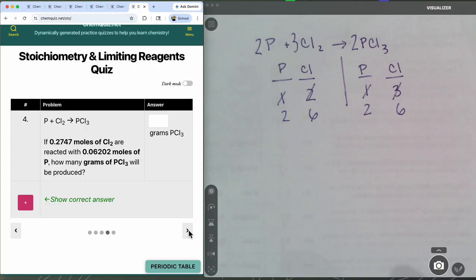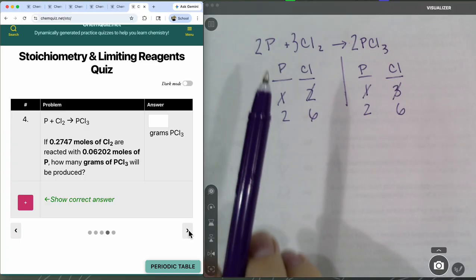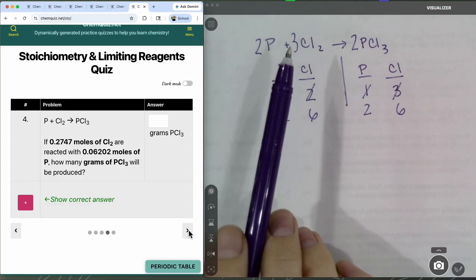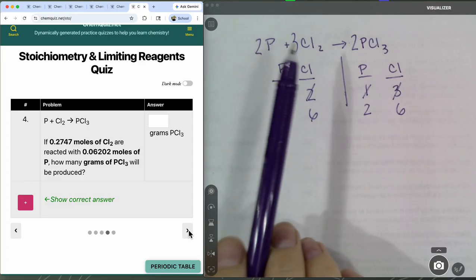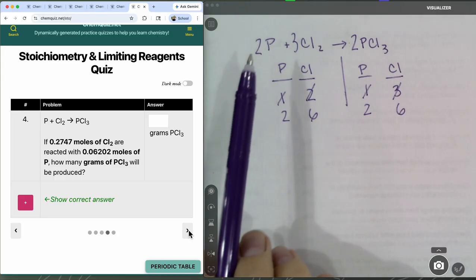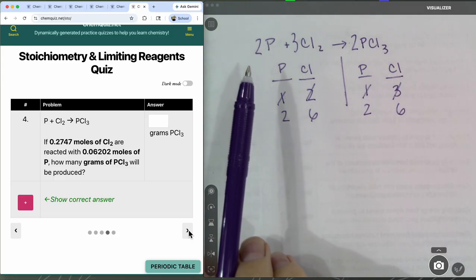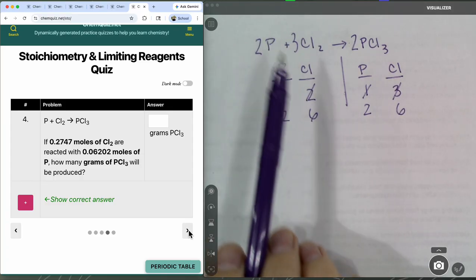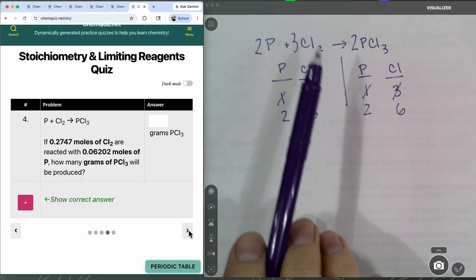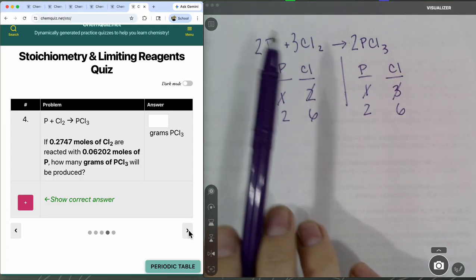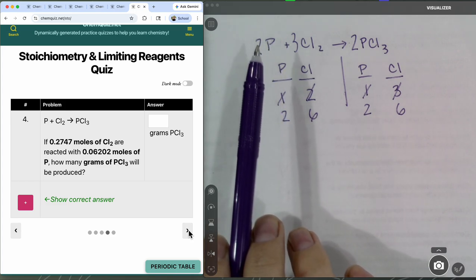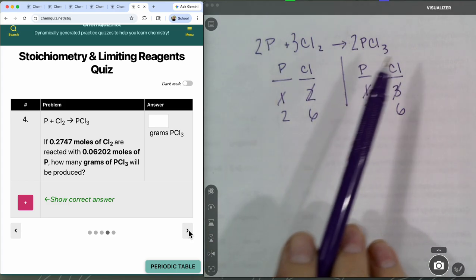Now it's giving us 2 moles, but we want to get it to grams. Okay, why do you want to get it to grams? Because it's asking how many grams of the product we want. So let's talk through which thing we're talking about. Okay, talk through the problem and I'll point. So we have 0.2747 moles of chlorine, and it's reacting with 0.06202 moles of phosphorus, and now it's asking how many grams of the product.